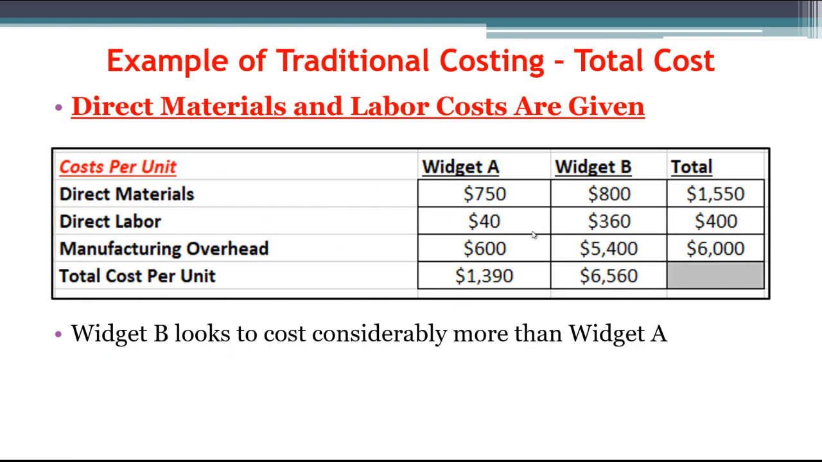Now, what we're doing here is we're bringing it all together. The overhead costs, the direct materials, labor, all of it. So we have the overhead that we calculated before, and they gave us the materials and labor per product. We're just assuming they're given. We would otherwise have to calculate them. And what we find is that widget A costs $1,390, widget B costs $6,560. You know, one noticeable thing here is that since direct labor hours drove the overhead, both are going to be considerably higher on the widget B side. They had more direct labor hours.